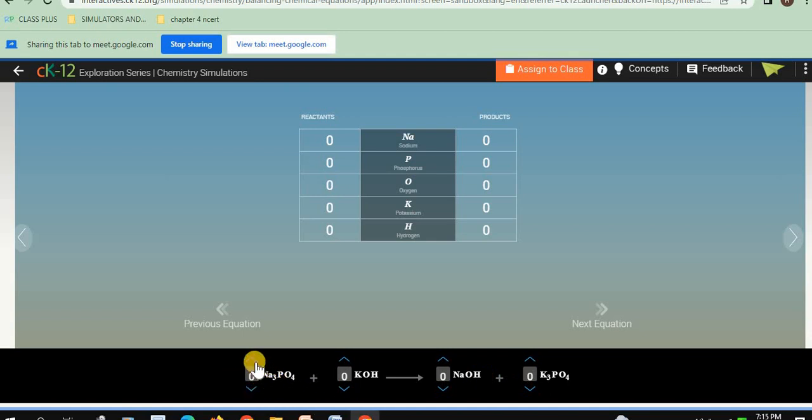Let us make it 3. So it became 3 sodium. Now here 3 sodium. Then how many phosphates are there here? 1. Directly you can count phosphate. Here you make 1 phosphate. Now how many K came? 1. 3. Not 3.